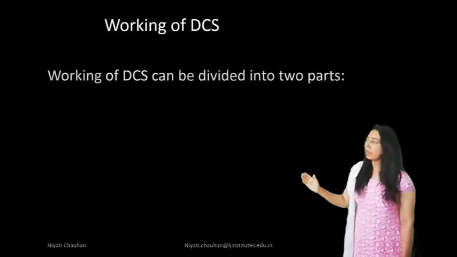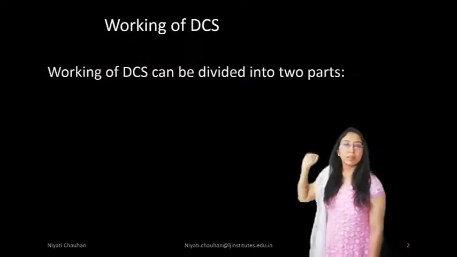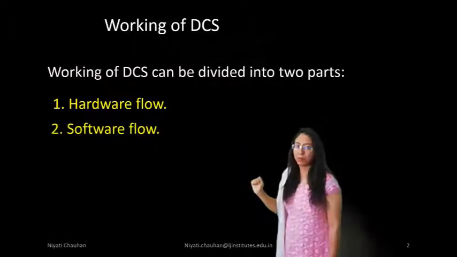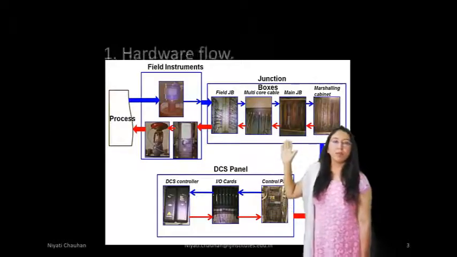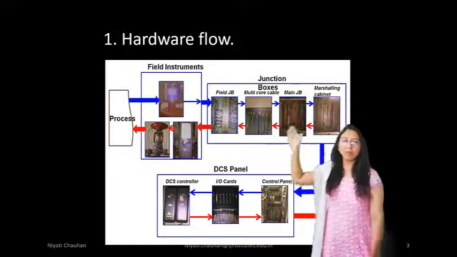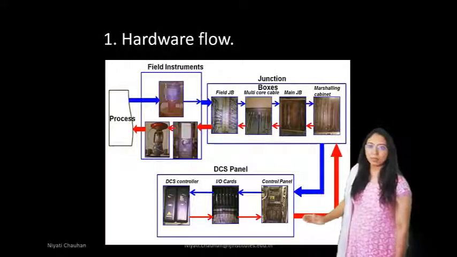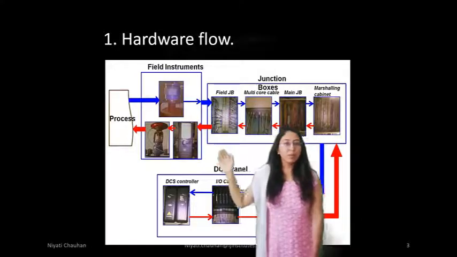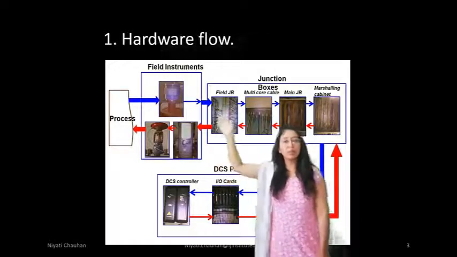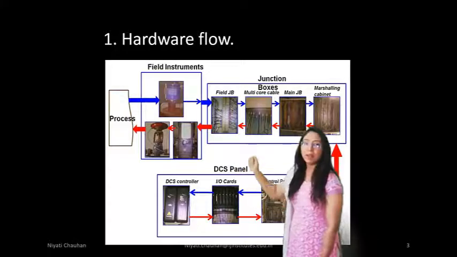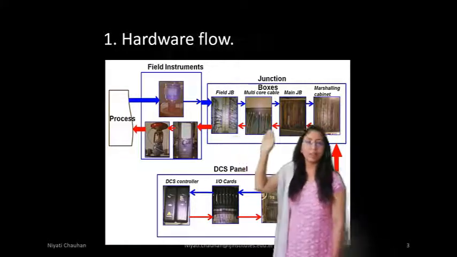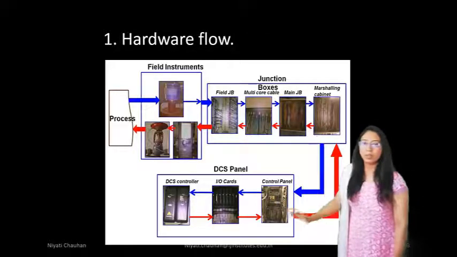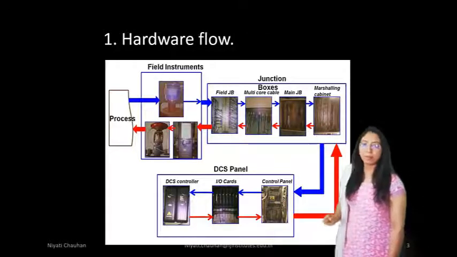Working of DCS can be divided into two parts. First, hardware flow. Second, software flow. You can see the hardware flow of DCS on my screen. The process which is running in the industry sends a signal to the field instrument, okay. Then the field instrument sends the signal to the junction, and the junction to the DCS panel.